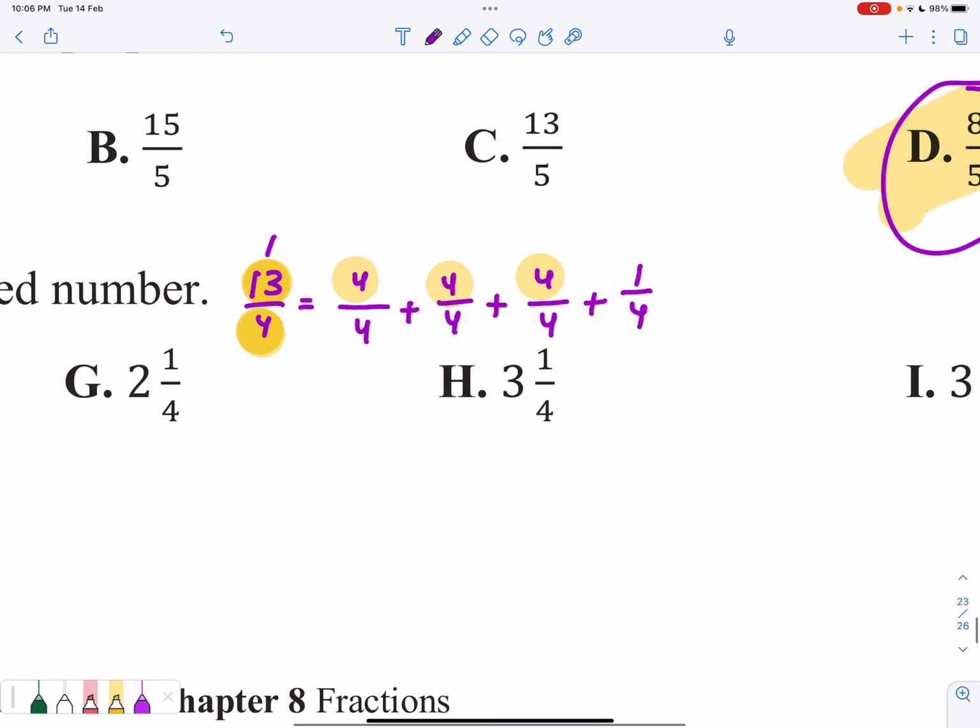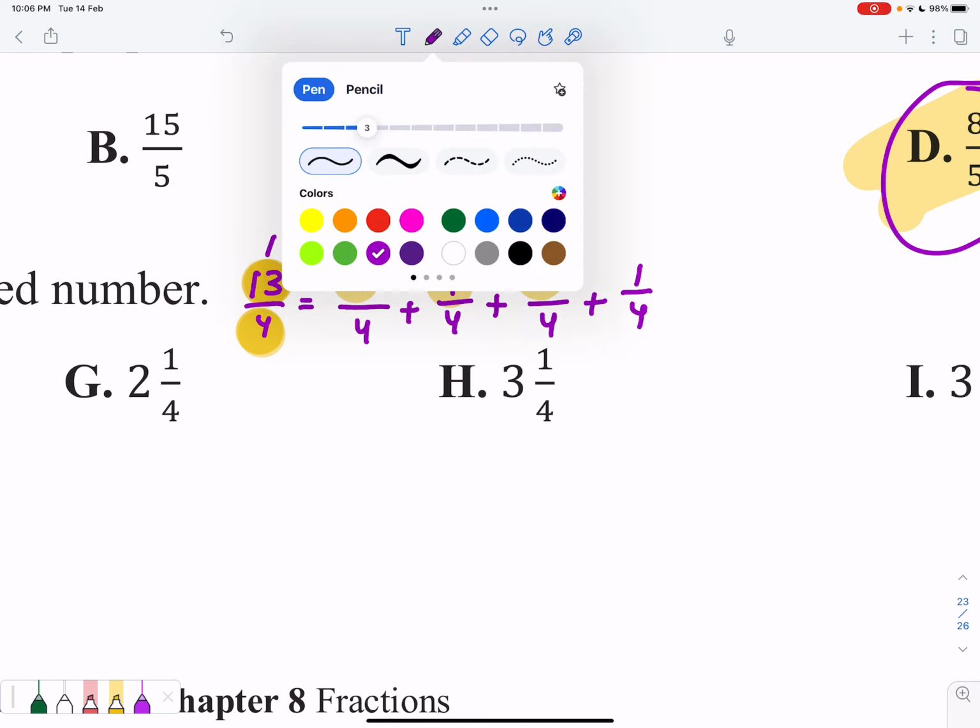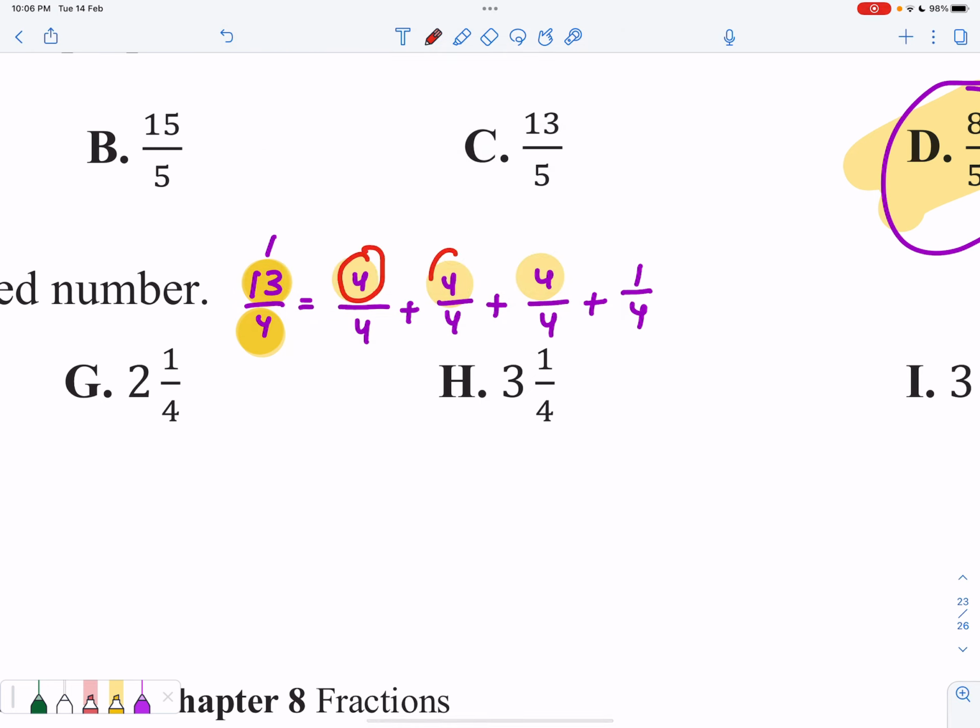Okay, now to check, add with me these numbers. Add with me 4 plus 4 plus 4 plus 1. 4 and 4 and 4 and 1, all of these are equal to 13. Right? So yes, you get the 13 back.